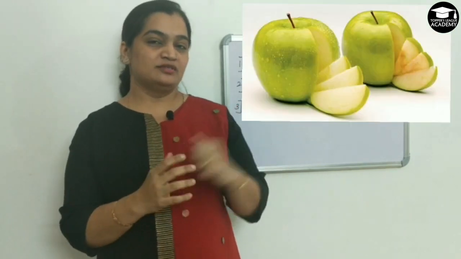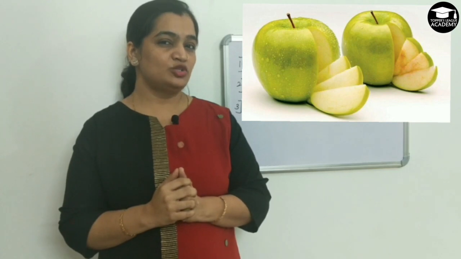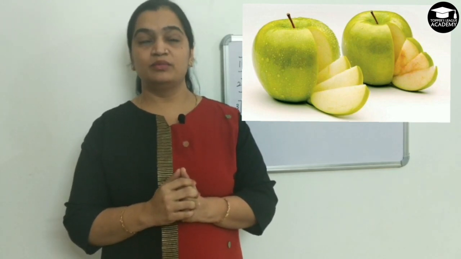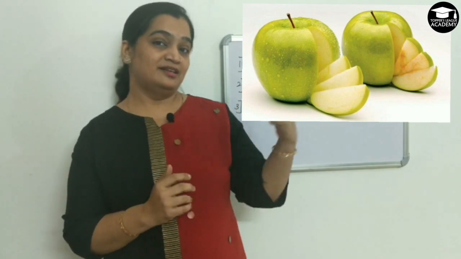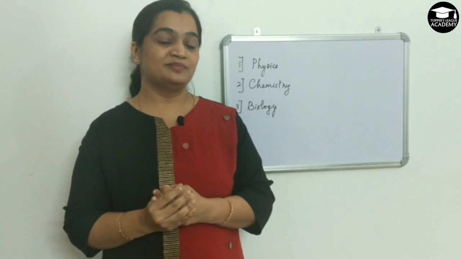Look at this picture. What do you see? It's a green apple, isn't it? And the color seems to be changing. This process is called oxidation. Because of the presence of oxygen, it is affecting the apple. It is a chemical change.